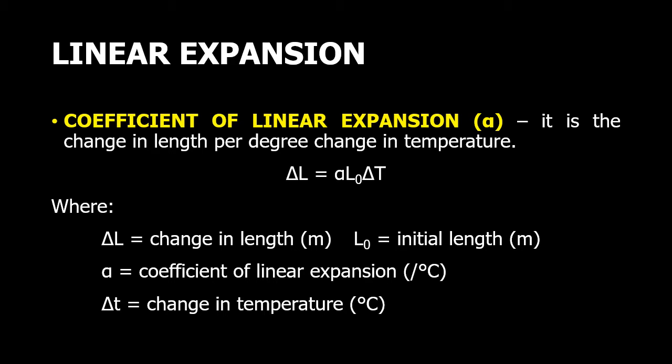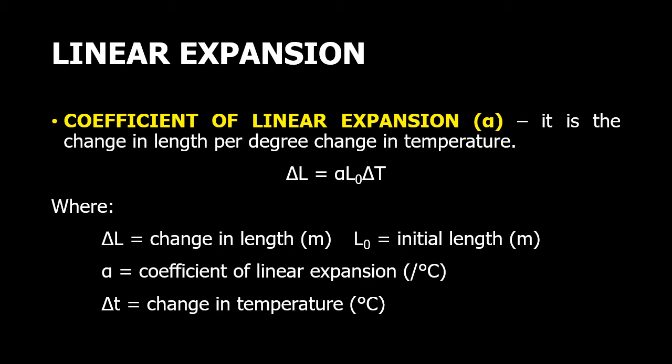So when we say linear, alam naman natin that linear is a line. So ibig sabihin, one dimension lang ng isang solid or isang object yung naaapektuhan. So to determine the extent of an object's linear expansion, we use this formula below. So delta L is equals to alpha multiplied by L sub 0 multiplied by delta T. So delta L is your length change.